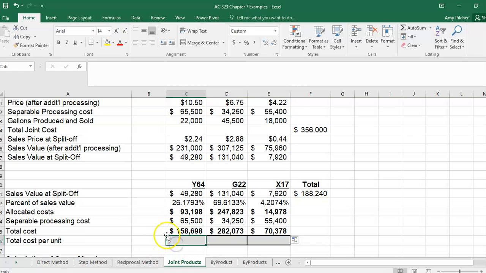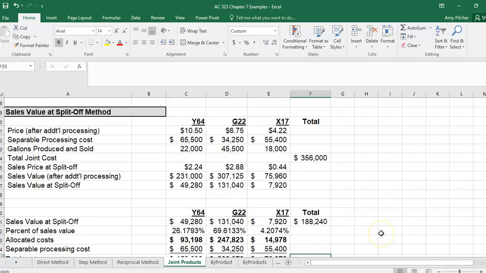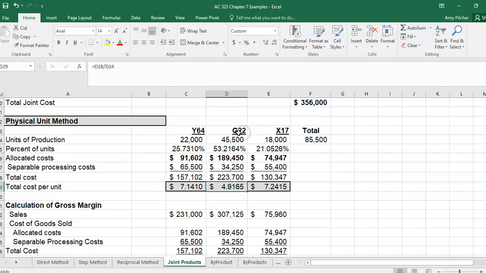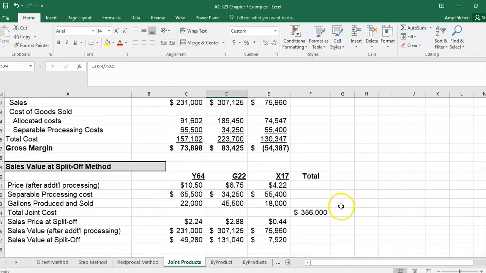We take total costs divided by our gallons produced to get a cost per unit, or cost per gallon. Now we can see, using this version, our cost per gallon is significantly different for X17 and G22. So our joint product costs were allocated differently so that our total unit costs have flipped.